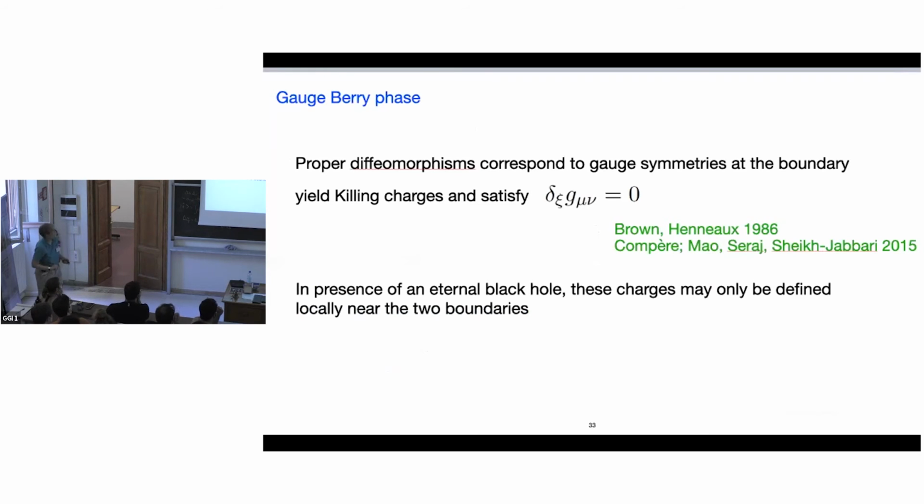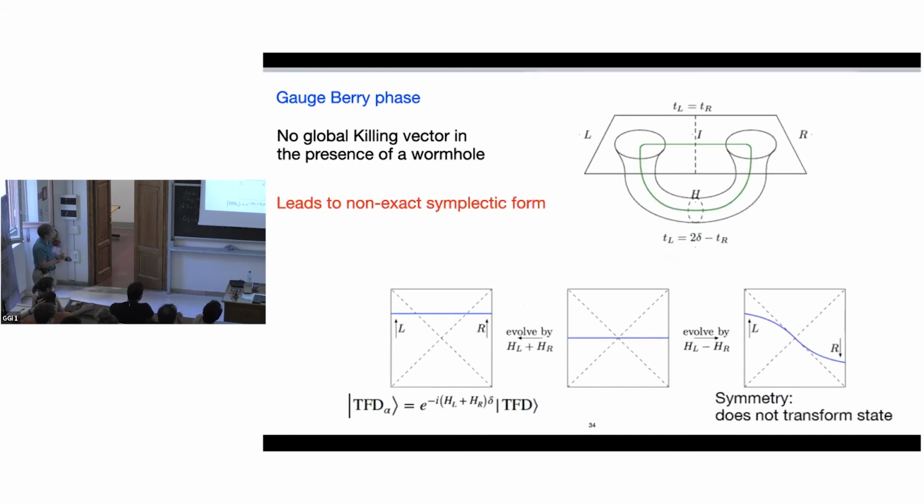Okay, that's one type of Berry phase that you can look at in these AdS spaces, but there are actually other types of Berry phases, one of which we call the gauge Berry phase. That's more in line with these Brown-Henneaux transformations. Now, in the presence of a black hole in the middle, you cannot define them globally anymore. You can just define them locally near the boundary. And so that leads to another type of Berry phase. What is very important here is that there is no global Killing vector in the presence of a wormhole, and that again leads to a non-exact symplectic form.